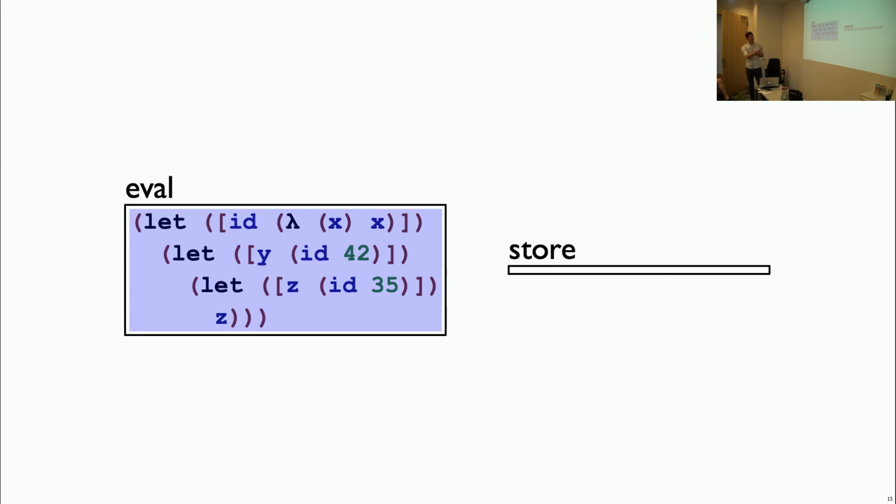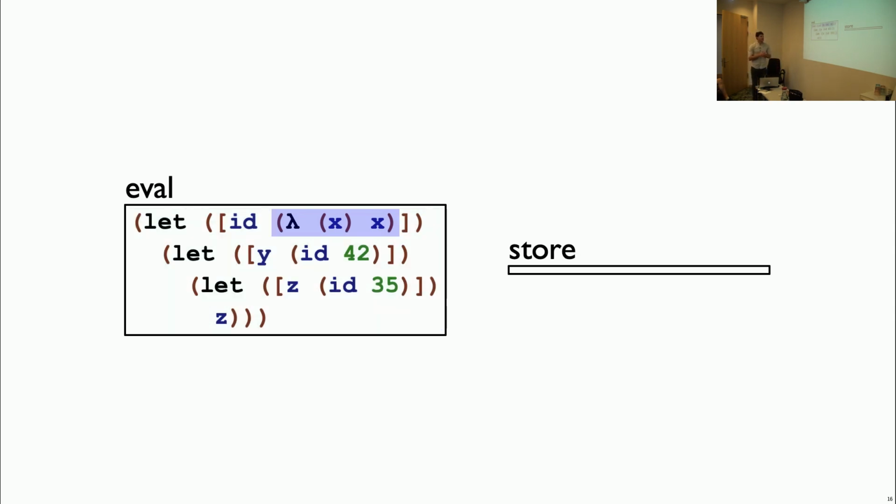We've got the store on the right, and the environment will be represented by arrows from variables to the things that they point to in the store. And the time here, we will not see the time at all. In this setting, it's just used to make sure that when we allocate something in the heap, we always get a fresh cell.